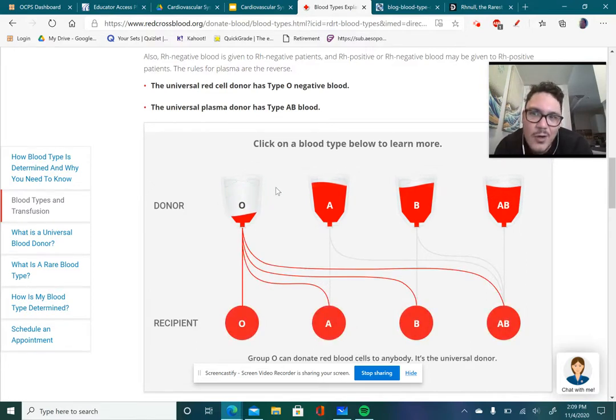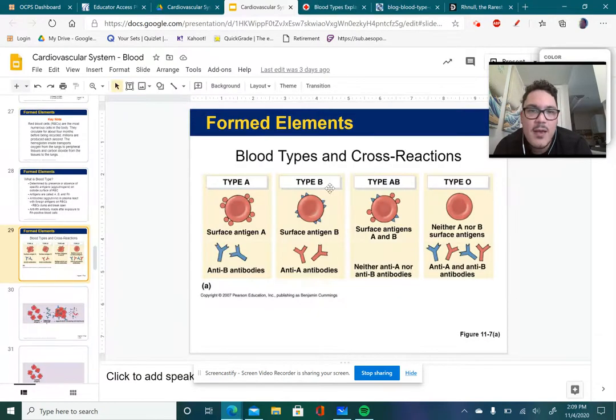So let's say you're type O, right? If you're donating blood, who can that blood go to? Well, interestingly enough, type O can go to other O's, obviously. O can also go to A, B, and AB. How does that happen? Go back to our slides. If you're type O, remember how it's a naked cell? There's nothing on it. Well, type O blood can interact with any of these blood cells because there's nothing on it. It's a clean slate.